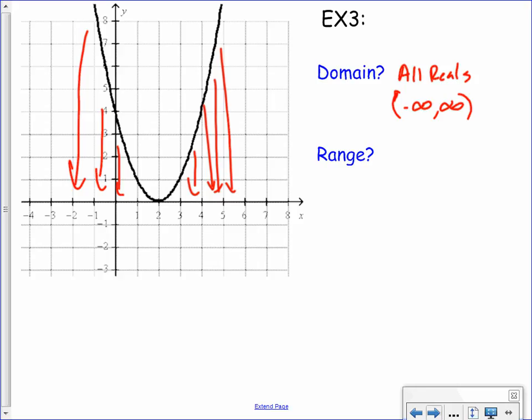Okay. The range. Now remember that you're looking at the y value, not the x value. So it's y. Very good. And notice that there's always a y value as it goes up and so on and so forth. So, Adrian, talk to me. Y is? Beautiful. How do you write that in interval notation?